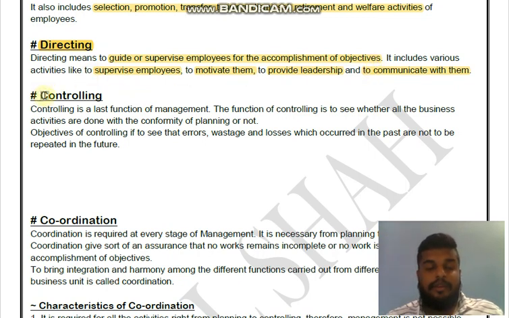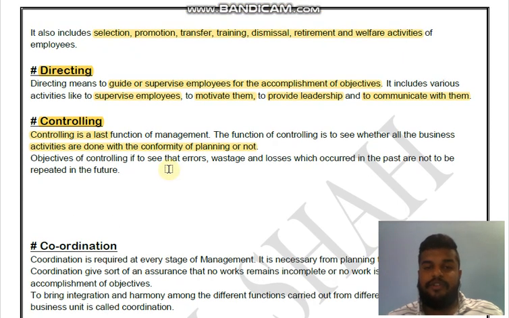And the last function of management is controlling. The function of controlling is to see whether all the business activities are done in conformity with planning or not. Means activities are done as per the plans, things are going as per the plan or not. The objective of controlling is to see that errors, wastage, and losses which occurred in the past are not repeated in future. Clear? So this was the five-step process of management.